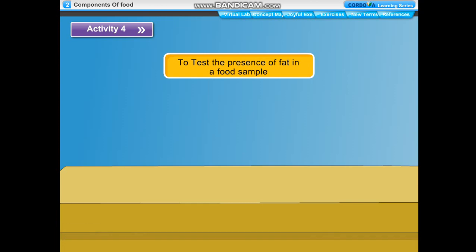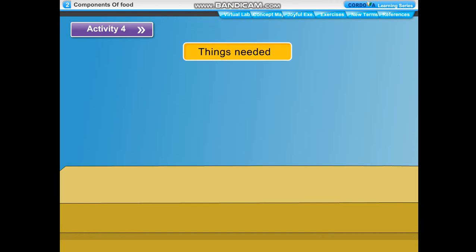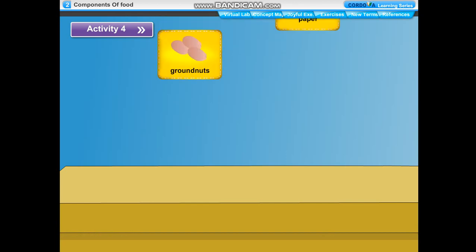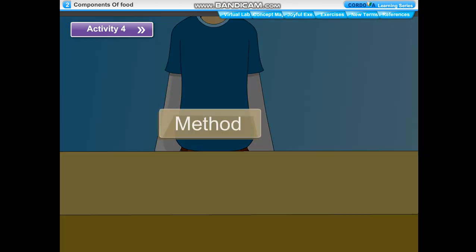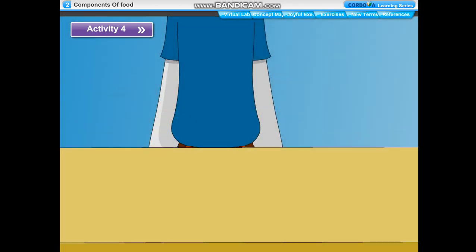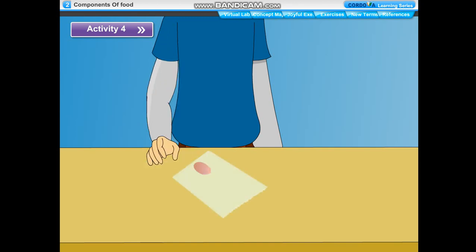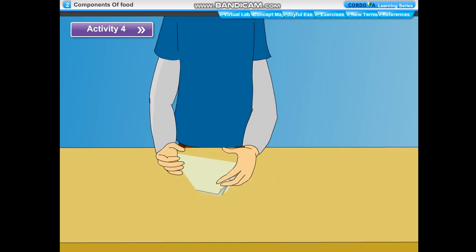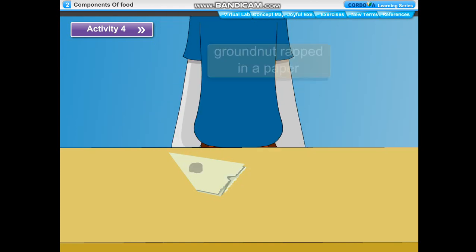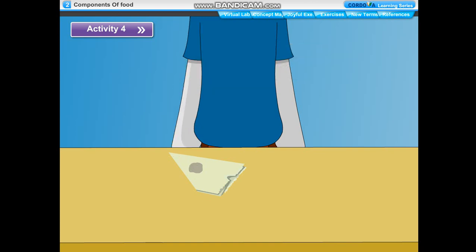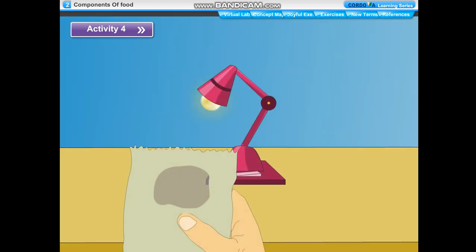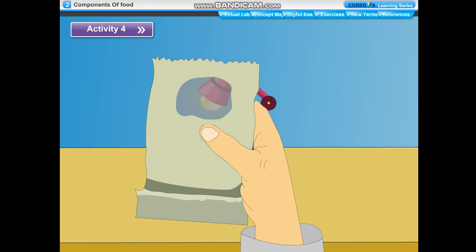Activity 4. To test the presence of fat in a food sample. Things needed: peeled ground nuts and a piece of clean paper. Method. Take some peeled ground nuts and wrap them in a piece of clean paper. Crush the ground nuts and press with a heavy object like a hammer. Take care that the paper does not tear. Remove the crushed ground nuts and straighten the paper. Hold the paper against a light source, for example, a bulb.